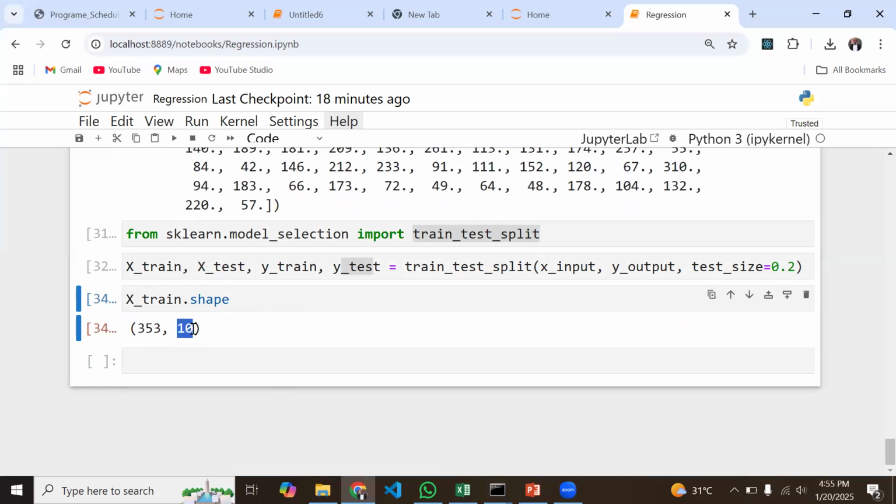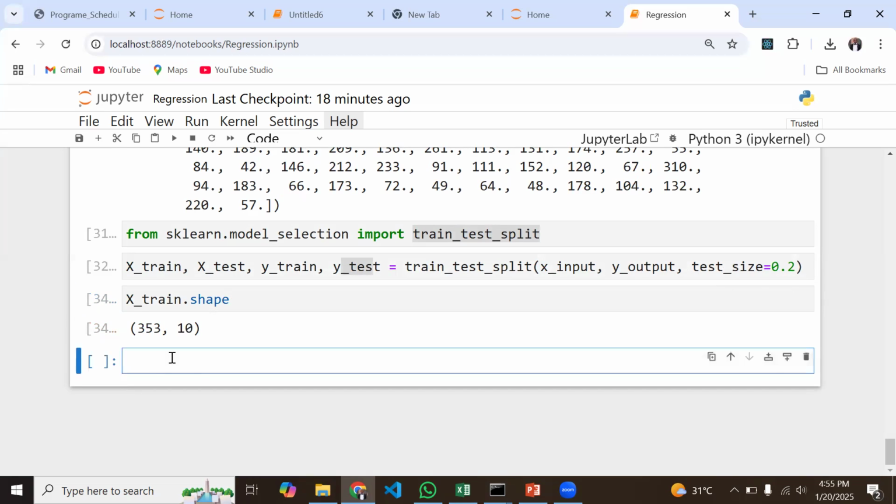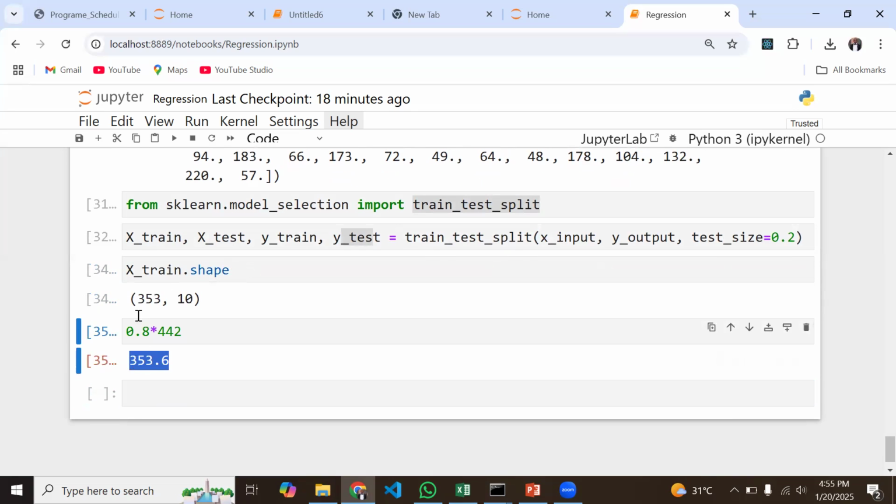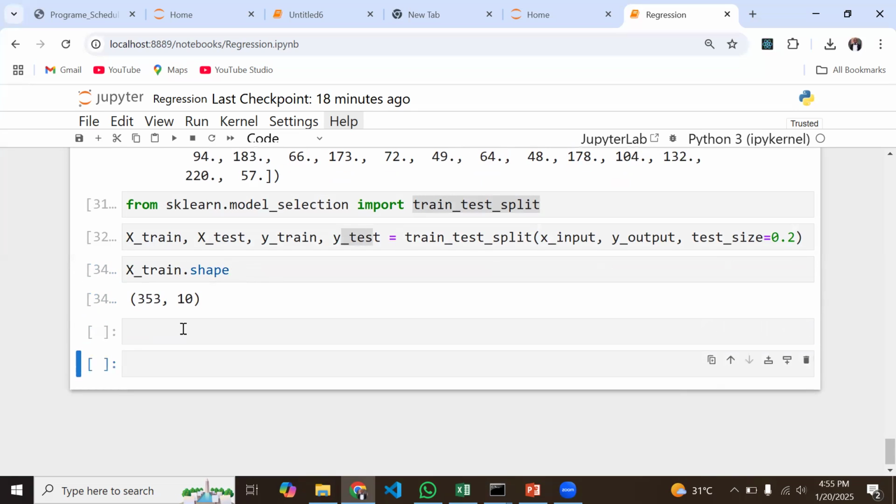So clearly you can see that the columns are 10. And from 442, 80% of it, let me see, 0.8, sorry, multiplying 442. So we get exactly that. That's the 353 instances we see over here. Okay, so everything looks good.